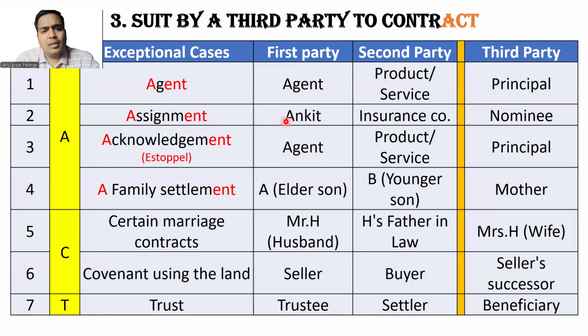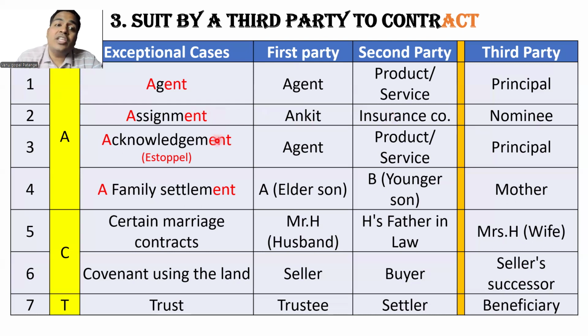Let us say Mr. Ankit has his wife and his children. So he kept them as nominees in the insurance which he has taken from the insurance company. The agreement is between Ankit and the insurance company. So let us say the child of Ankit, the wife of Ankit, is not a party to the contract. The wife or child of Ankit is a stranger to this contract. However, they are the beneficiaries. So the nominee can go to court of law, sue the insurance company and obtain the benefit. This is assignment.